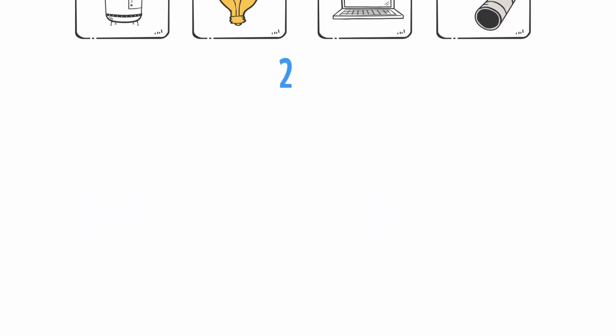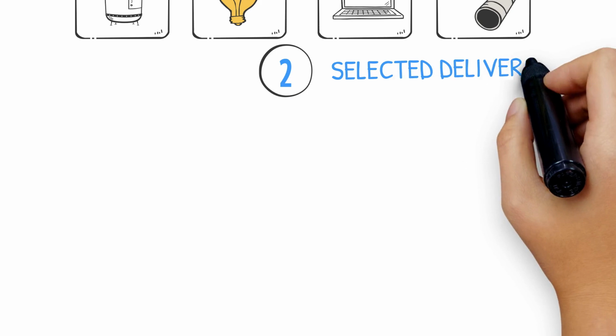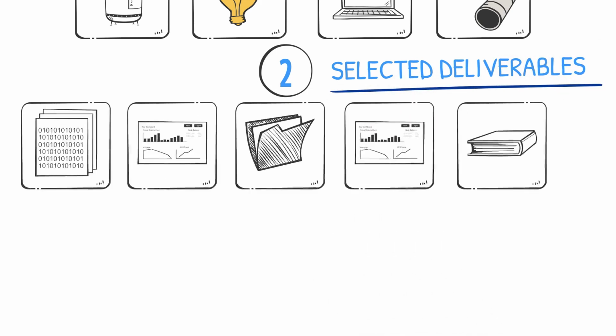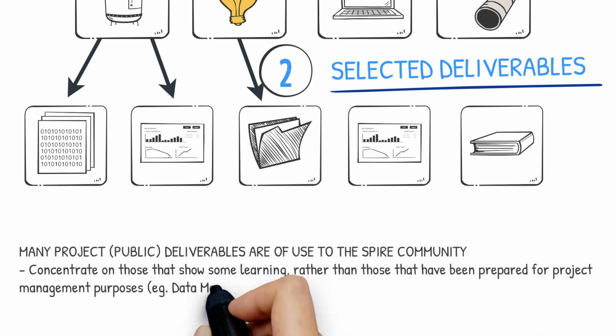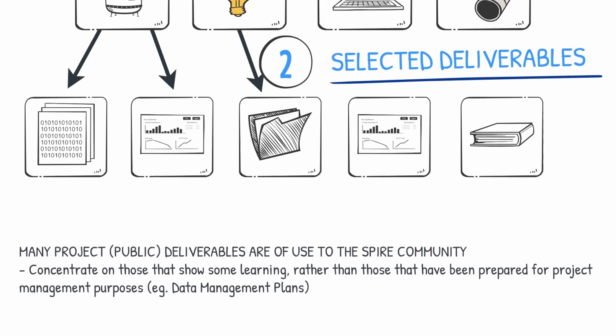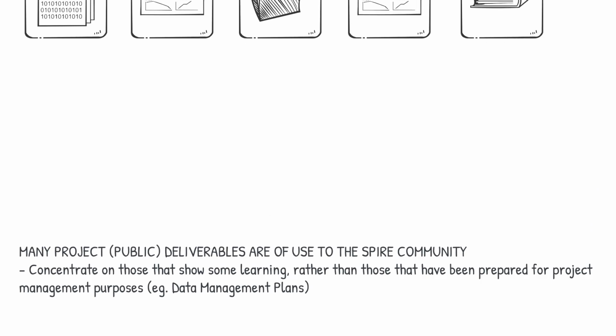The next level down of things for which you might want to make a project output summary are deliverables, but only selected ones. Many project deliverables are of use to those in the Spire community, and indeed to the process industries more broadly, but we suggest you concentrate on those that have shown some learning, rather than those that have mainly been prepared for project management purposes, such as your data management plan.